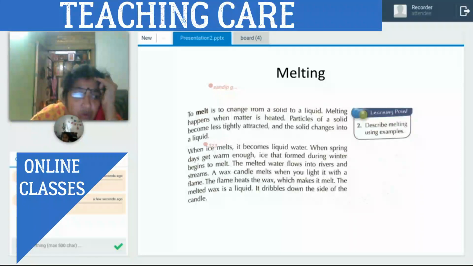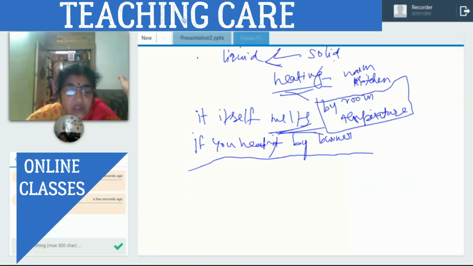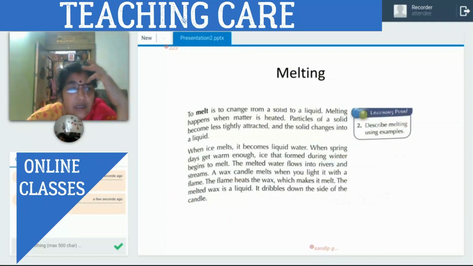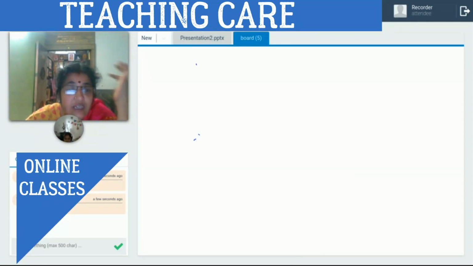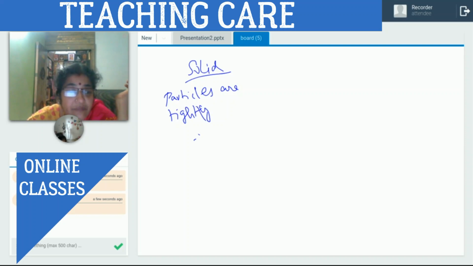Okay. Next. Melting. To melt is to change from a solid to liquid. Melting happens when matter is heated. Particles of solid become less tightly attracted, and change to a liquid. They are telling one more point: generally in a solid, particles are tightly packed, right?